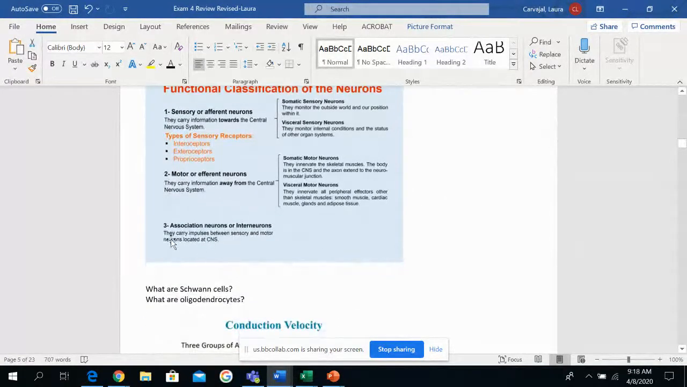And the interneurons, so these guys are the in-between. So inter means in, like between. The interneurons carry impulses between the sensory and the motor neurons located at the CNS. So they are the bridge between the two.